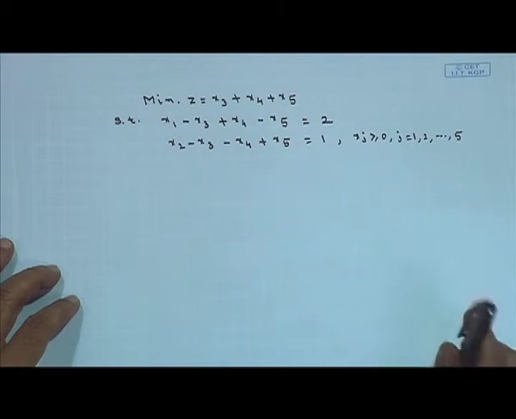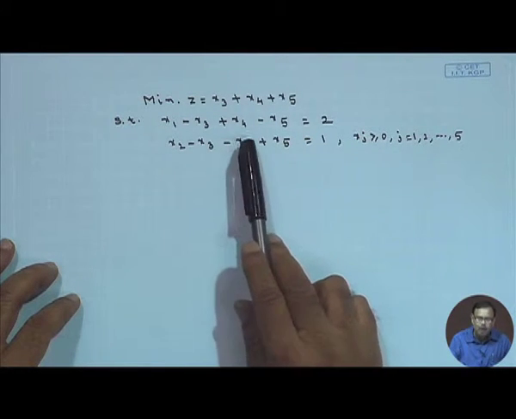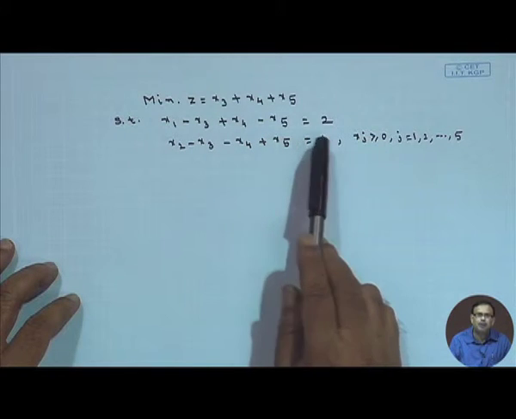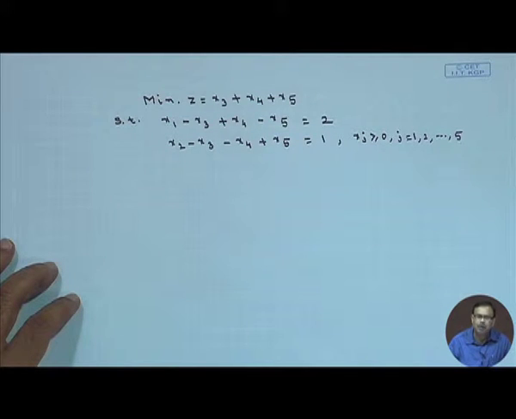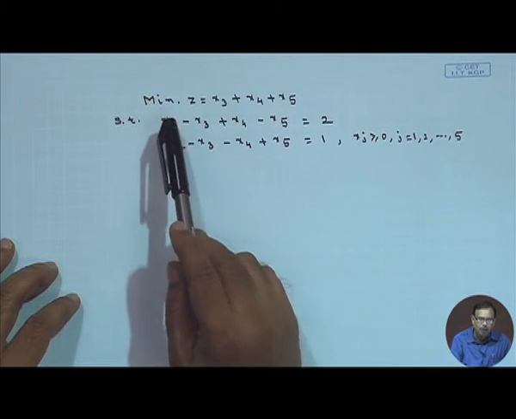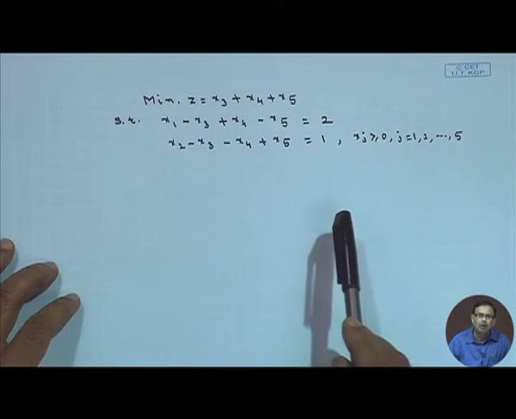Minimize z equals x1 plus x3 plus x4 plus x5, subject to x1 minus x3 plus x4 minus x5 equals 2, and x2 minus x3 minus x4 plus x5 equals 1, and of course, xj greater than or equal to 0. If you see, the problem is not in the canonical form, because the original problem should be a maximization problem and all constraints should be of less than or equal to type.